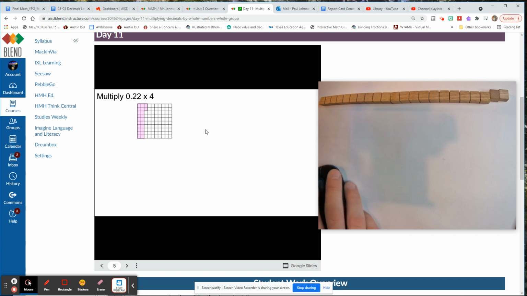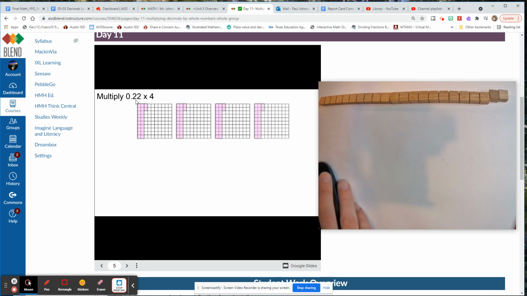So with base 10, here's one of the ways you can look at it. They shaded in 22 hundredths on one of these models, and then they're going to give that same model to you 4 times. So that's 22 hundredths times 4. Here's another version where they just took 22 hundredths and put it into one base 10 model. So you have 22 hundredths 4 times.